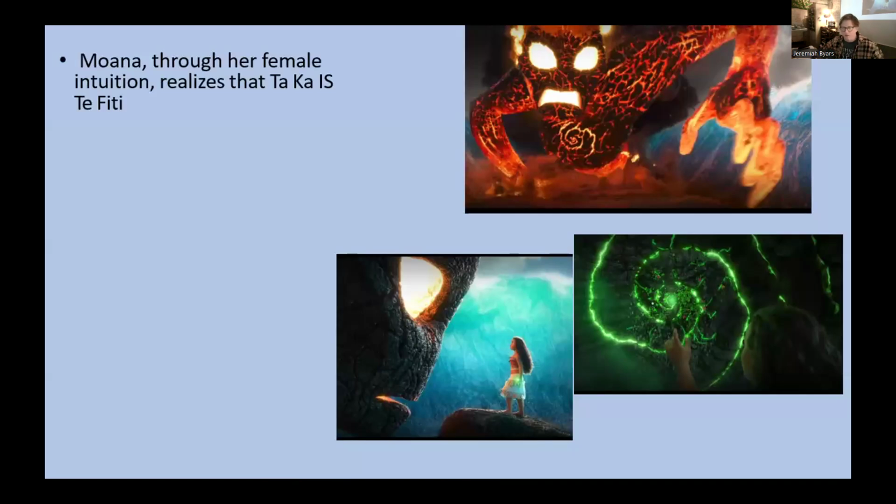So then, the middle of the film is just fun Disney. Okay, but then we get to the ending though. Moana, through her female intuition, realizes that Taka is Tafiti, it's the same person. She recognizes the spiral.